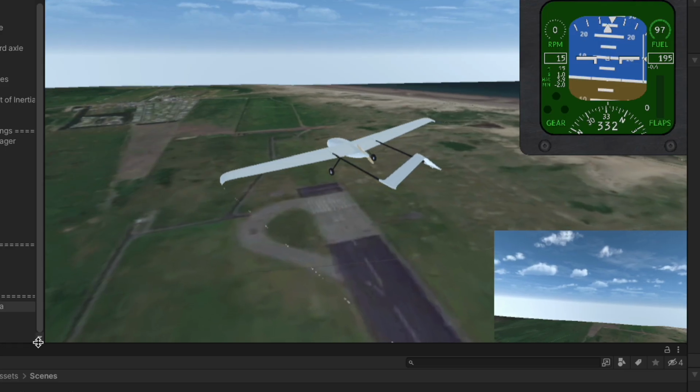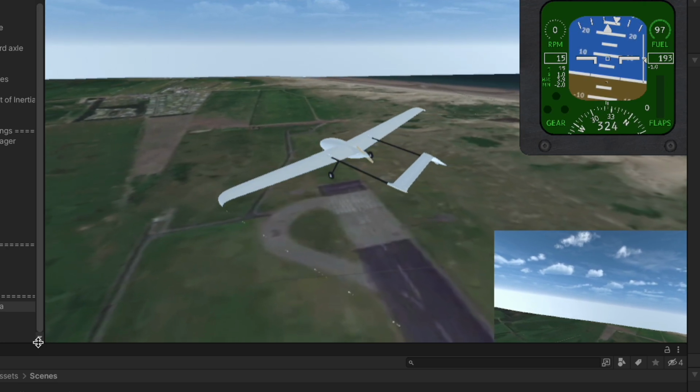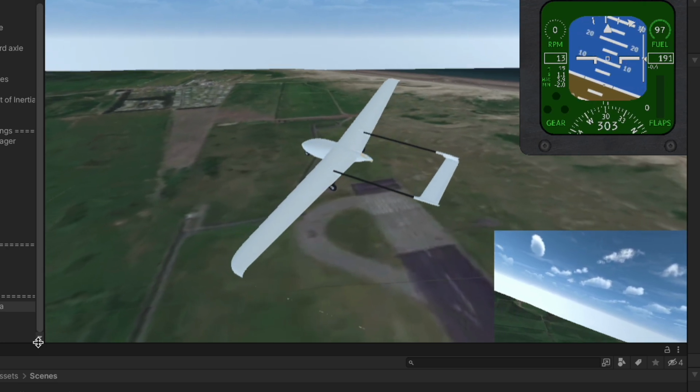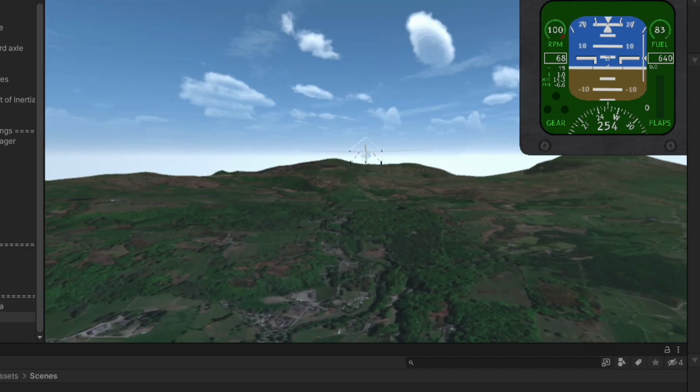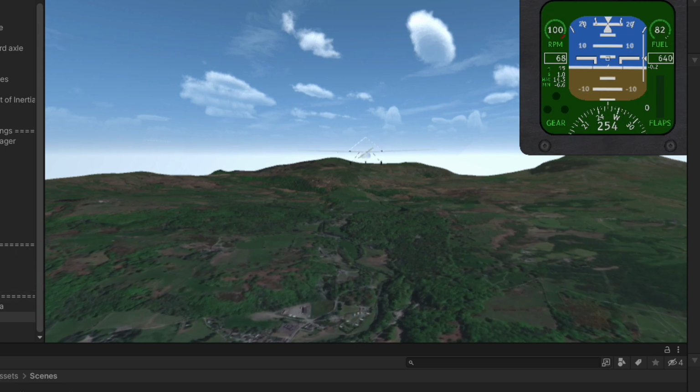The lowest speed at which the aircraft can maintain approximately steady level flight is 15 meters per second at around 200 meters altitude. The highest speed achieved in steady level flight was 68 meters per second at an altitude of around 620 meters.